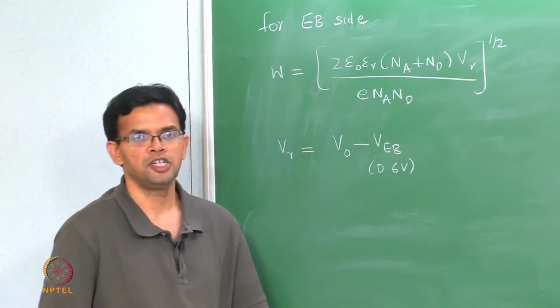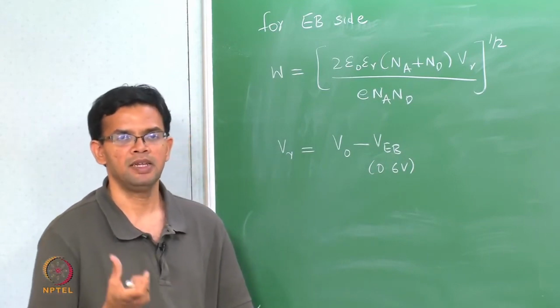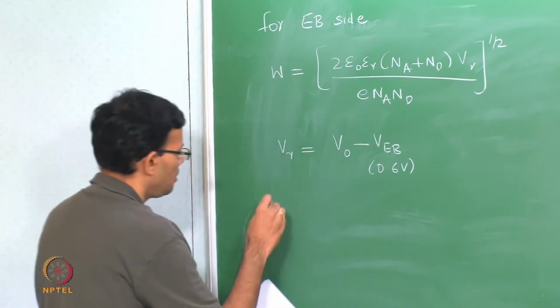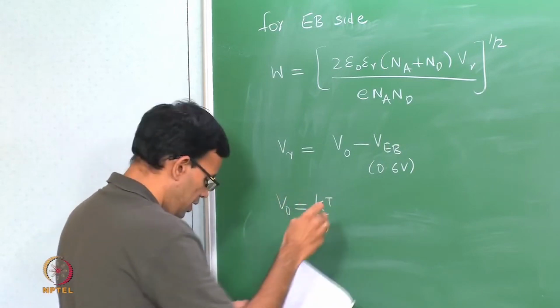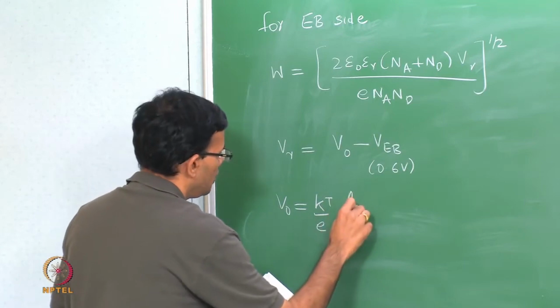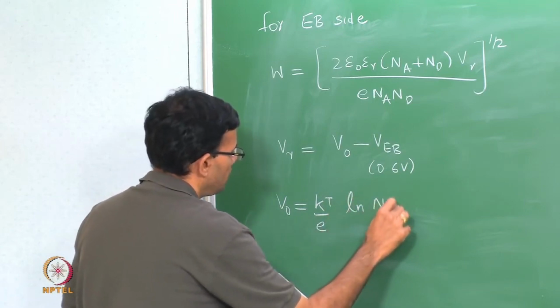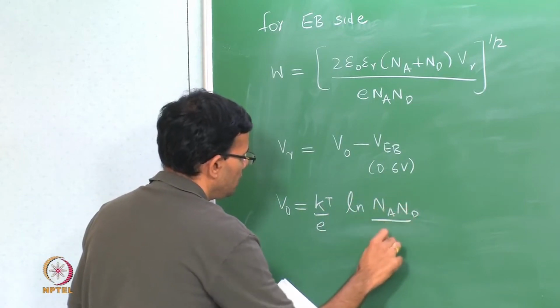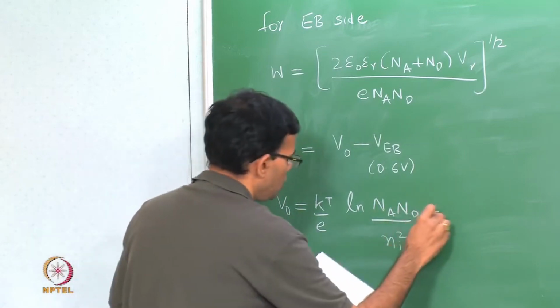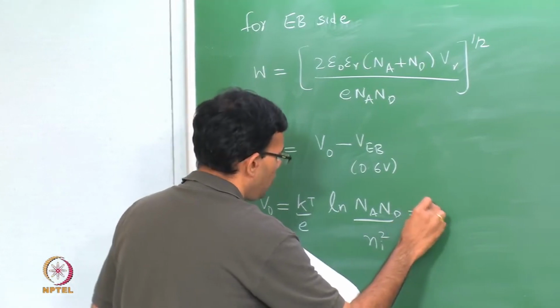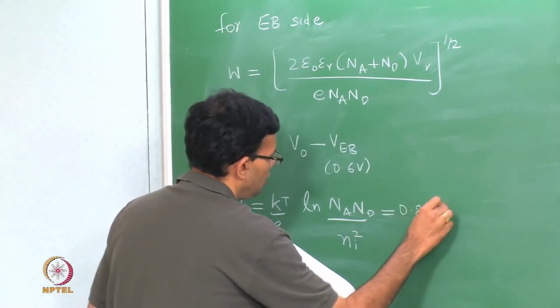The built in potential we can calculate by simply taking this to be a PN junction. So, that V naught is KT over E ln of NA ND over Ni square. This works out to be 0.830 volts.